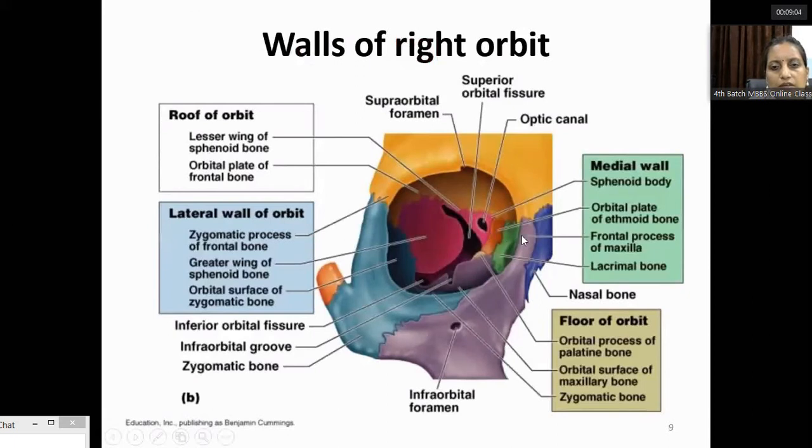So in this figure you can see it. And the floor of the orbit is formed by the orbital process of the palatine bone, orbital surface of maxillary bone, and the zygomatic bone.